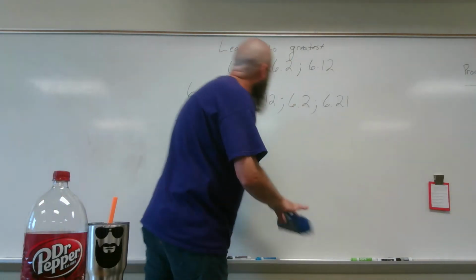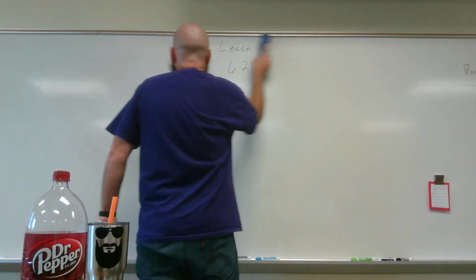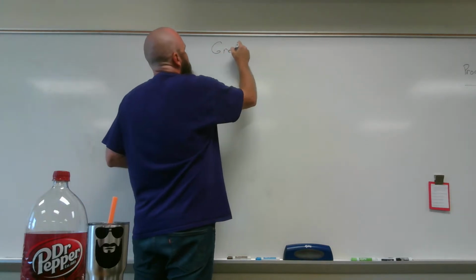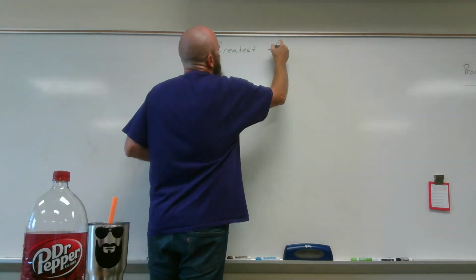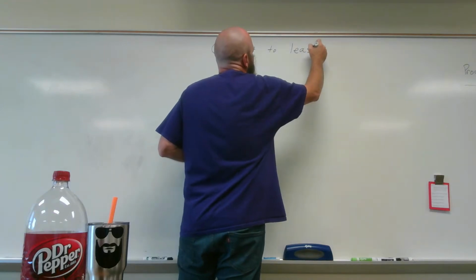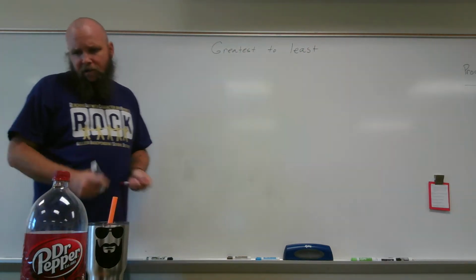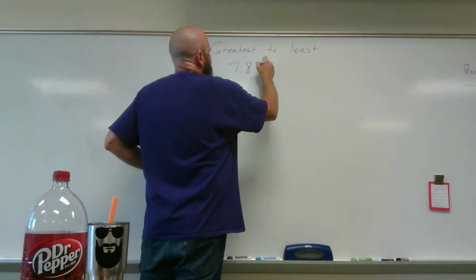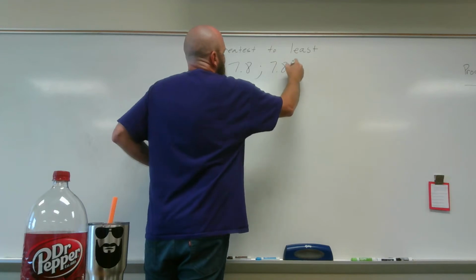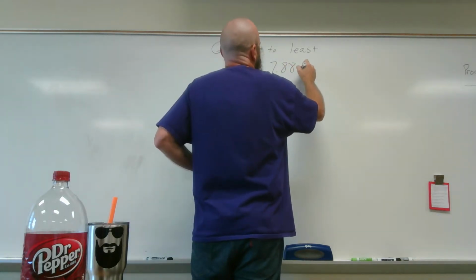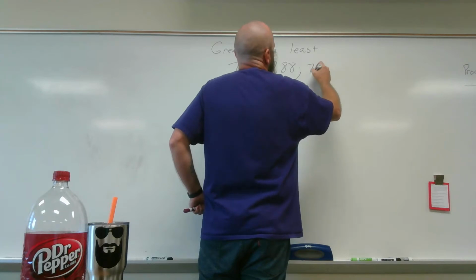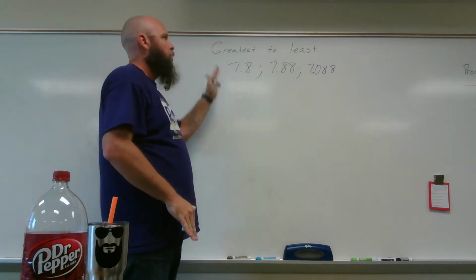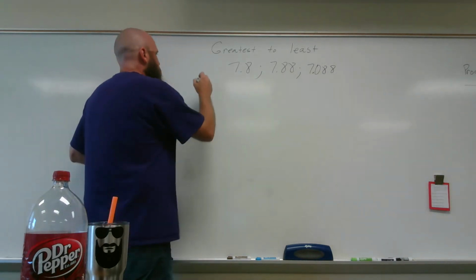Let's try one of those, greatest to least. Oh, this is a good one here. 7 and 8 tenths. 7 and 88 hundredths. 7 and 88 thousandths. Simple. Write them down, lining up my decimal points.